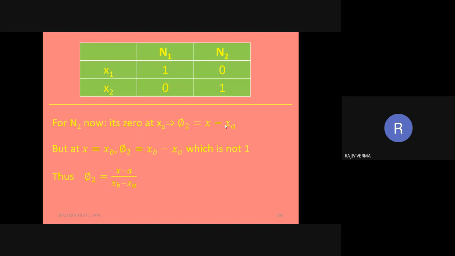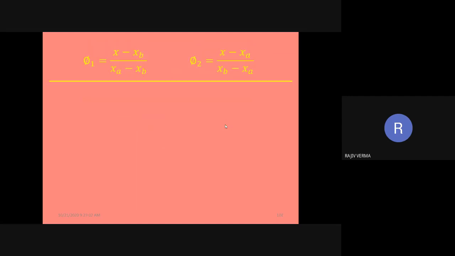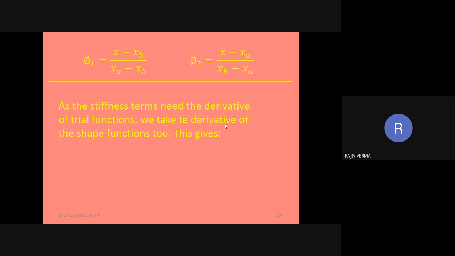Now, since these are the stiffness terms, what we are going to do is substitute the two shape functions which have been derived just now into the stiffness matrix for the linear element which we have derived previously.